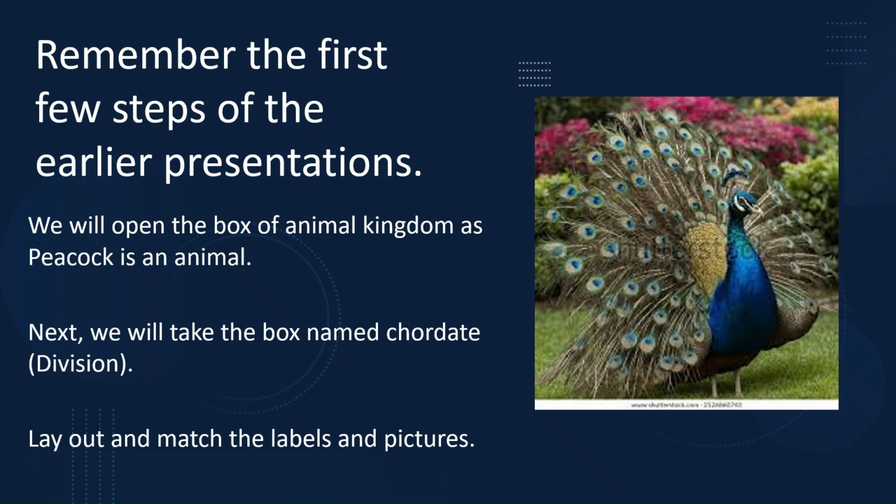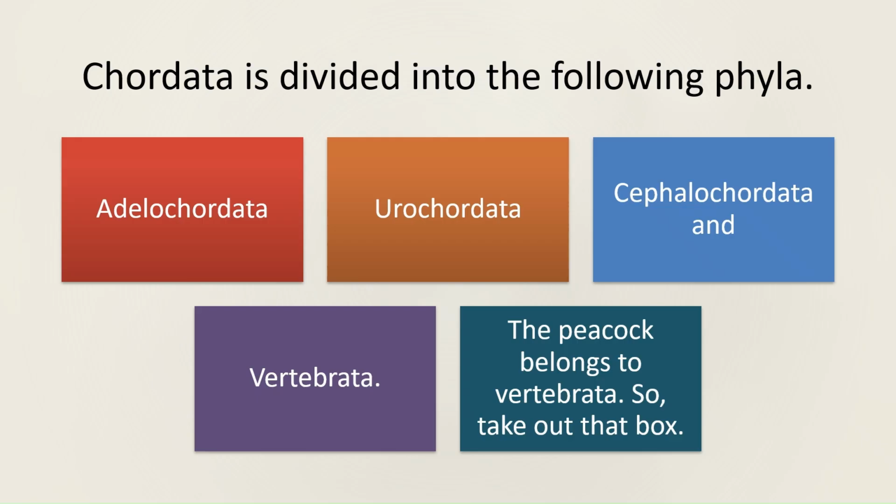We will open the box of Animal Kingdom as peacock is an animal. Next, we will take the box named Chordate, that is division. Then we will lay out and match the labels and pictures, and we will match the characteristic card. Move on to the next one, where Chordata is divided into the following phyla: Hemichordata, Urochordata, Cephalochordata, and Vertebrata. The peacock belongs to Vertebrata, so take out that box and keep the rest away.